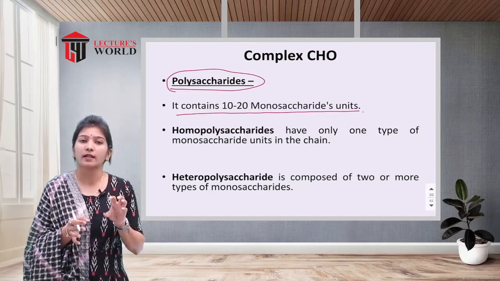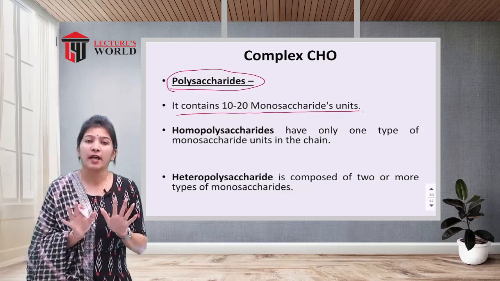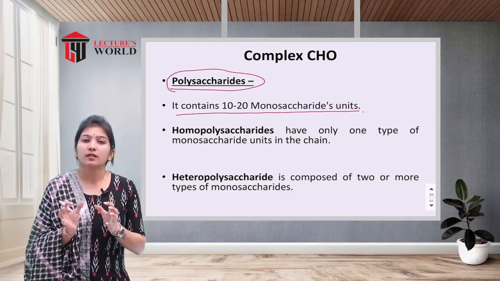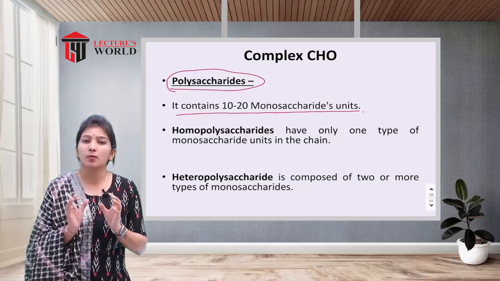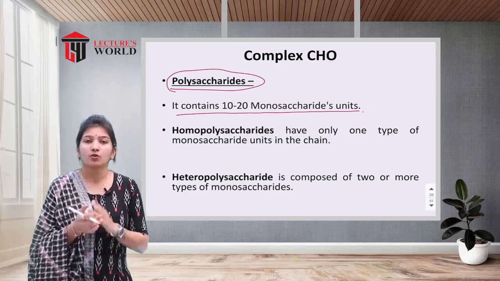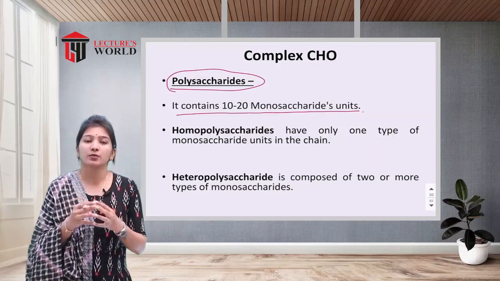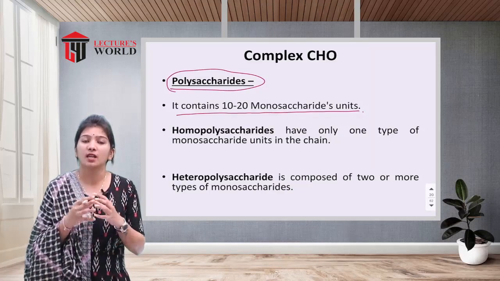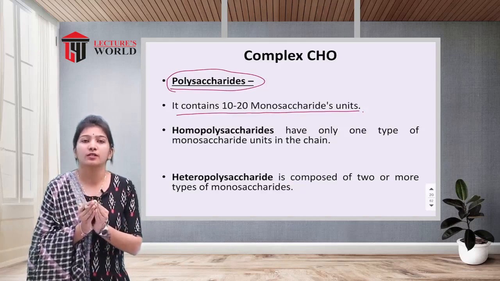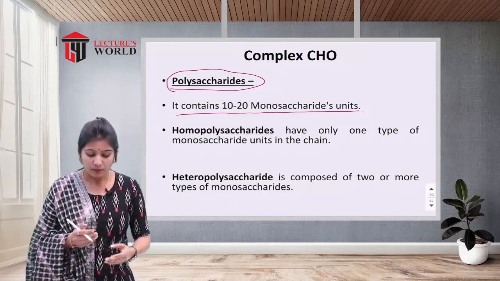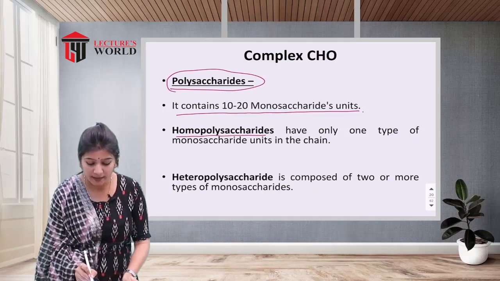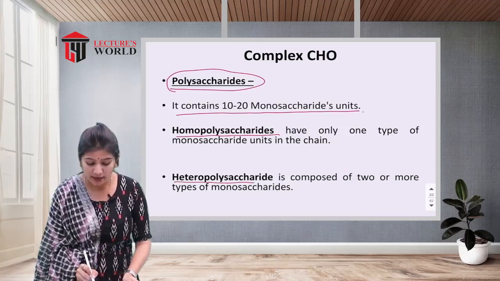In oligosaccharides there are only 3 to 10 monosaccharide units. In poly, that means so many. So in polysaccharides there are 10 to 20 monosaccharide units coming together, making a cluster-like formation, and that cluster is known as a polysaccharide. Polysaccharides have types like homopolysaccharides and heteropolysaccharides.